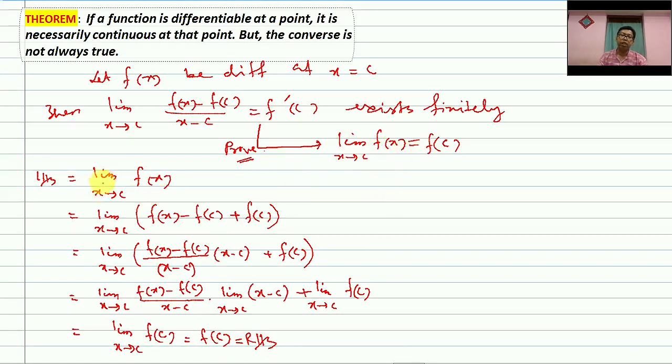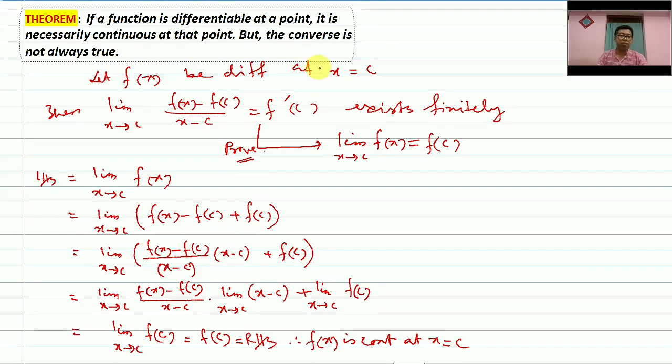So we have found that the limit as x tends to c of f(x) is equal to f(c). So you can say that therefore f(x) is continuous at x = c. The function is continuous at x = c. So the first part is proved, but the converse is not always true.